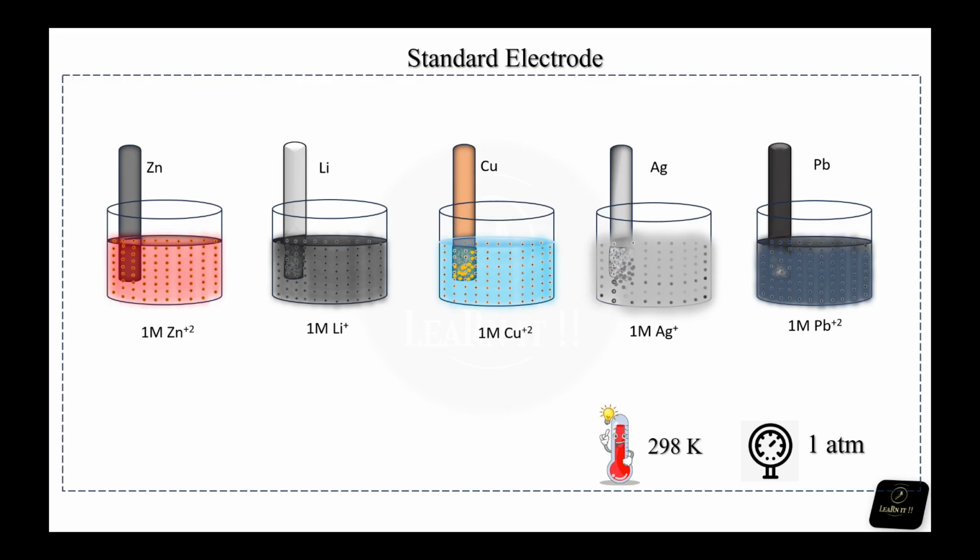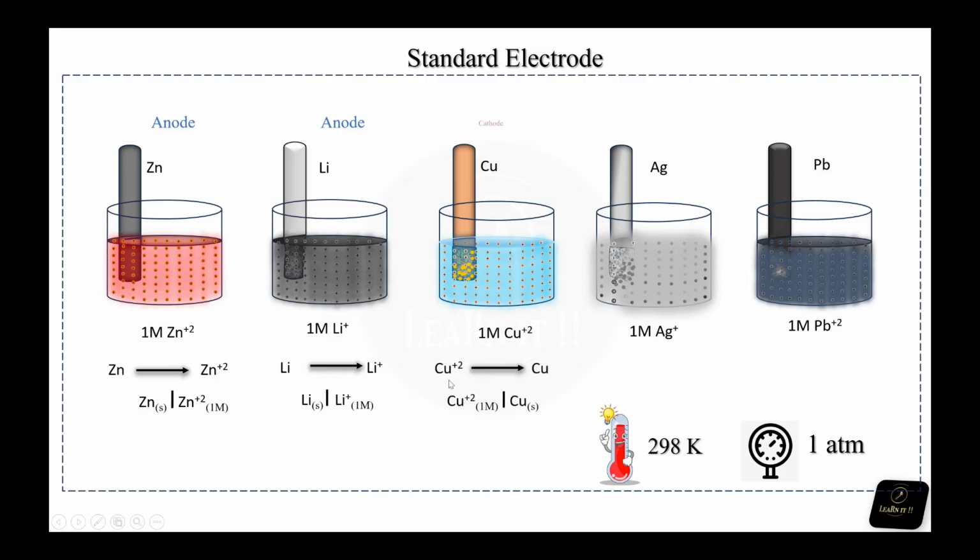Hence, at this condition, the zinc will undergo oxidation to become an anode. In the same way, the lithium will also become an anode. The copper plus 2 ions start to deposit on the copper, and this copper will become a cathode. In the same way, the silver will also become a cathode, and lead will also become a cathode. This is because of the nature of the electrode material.